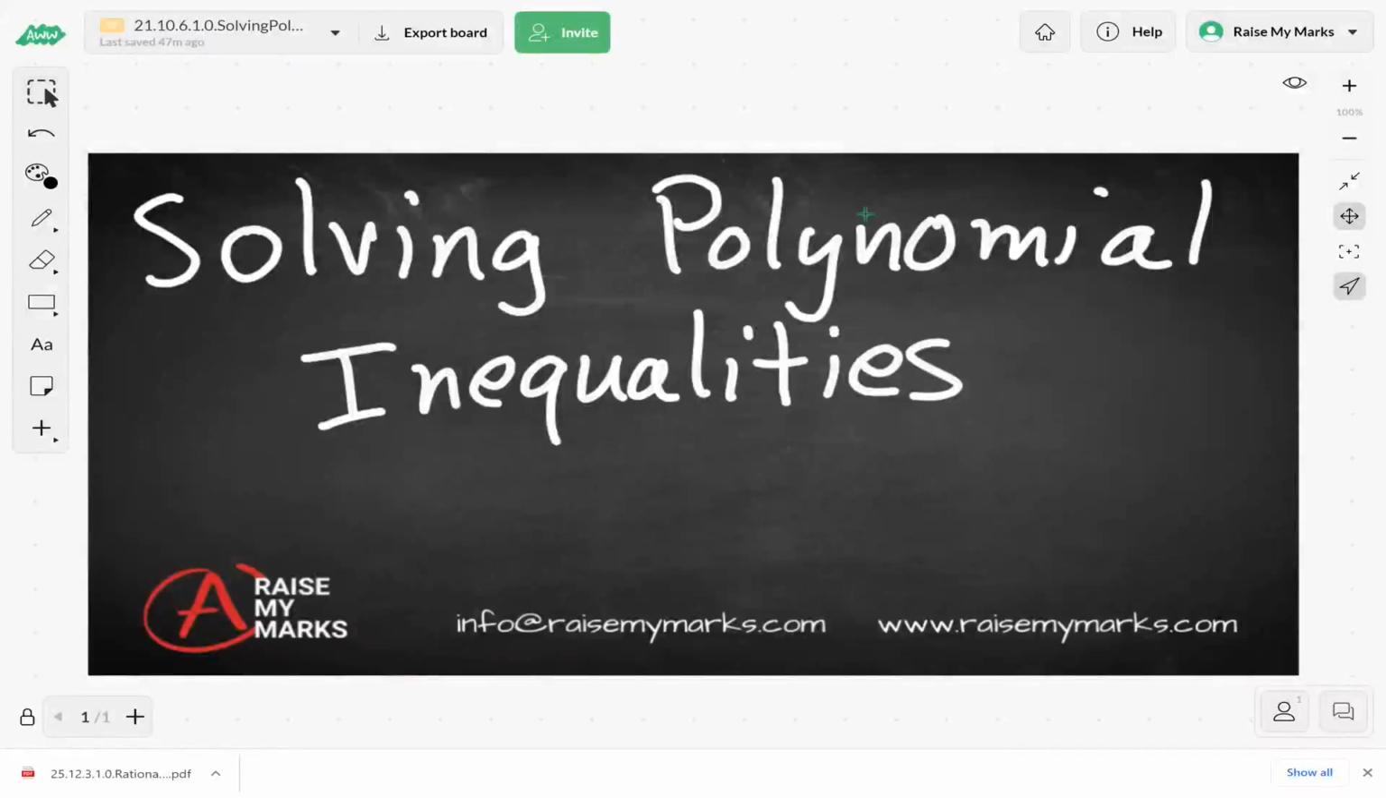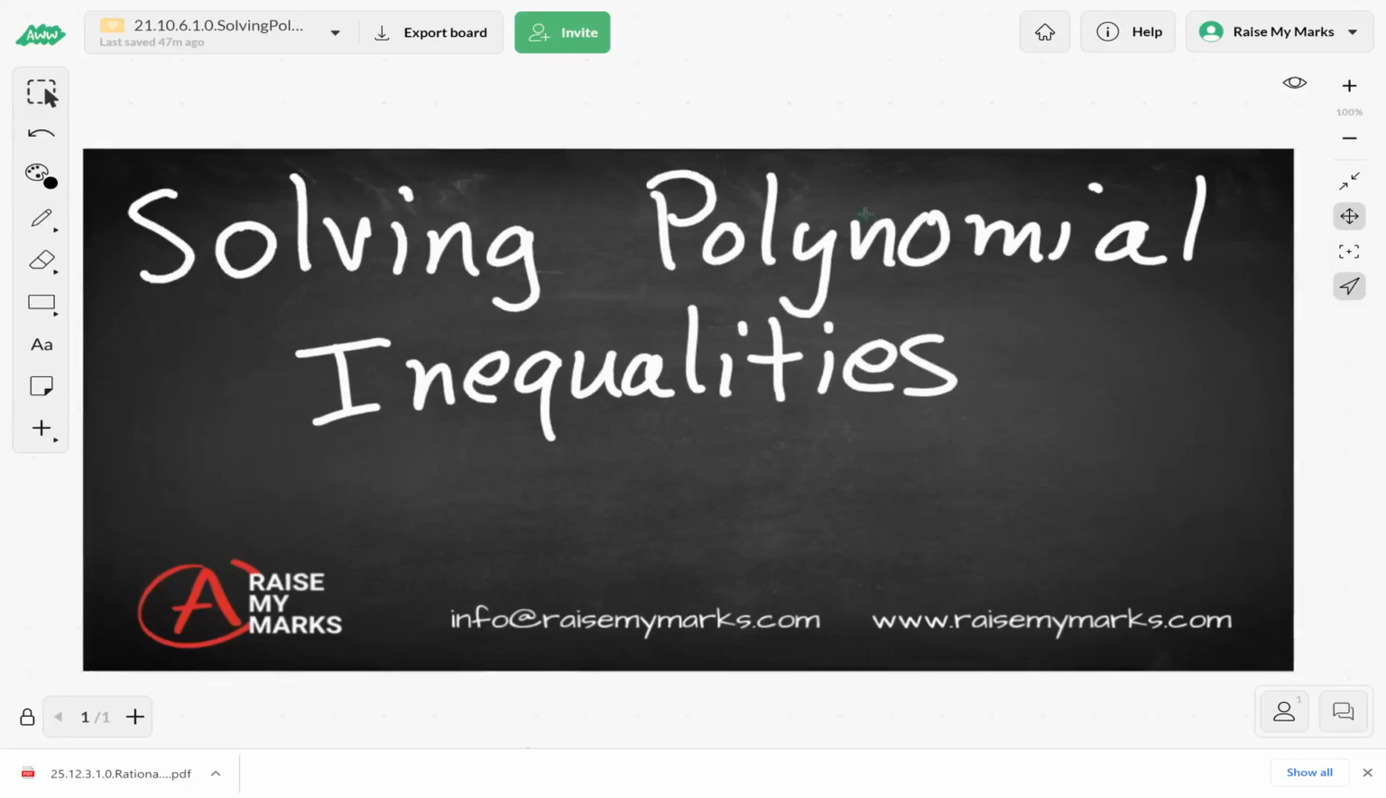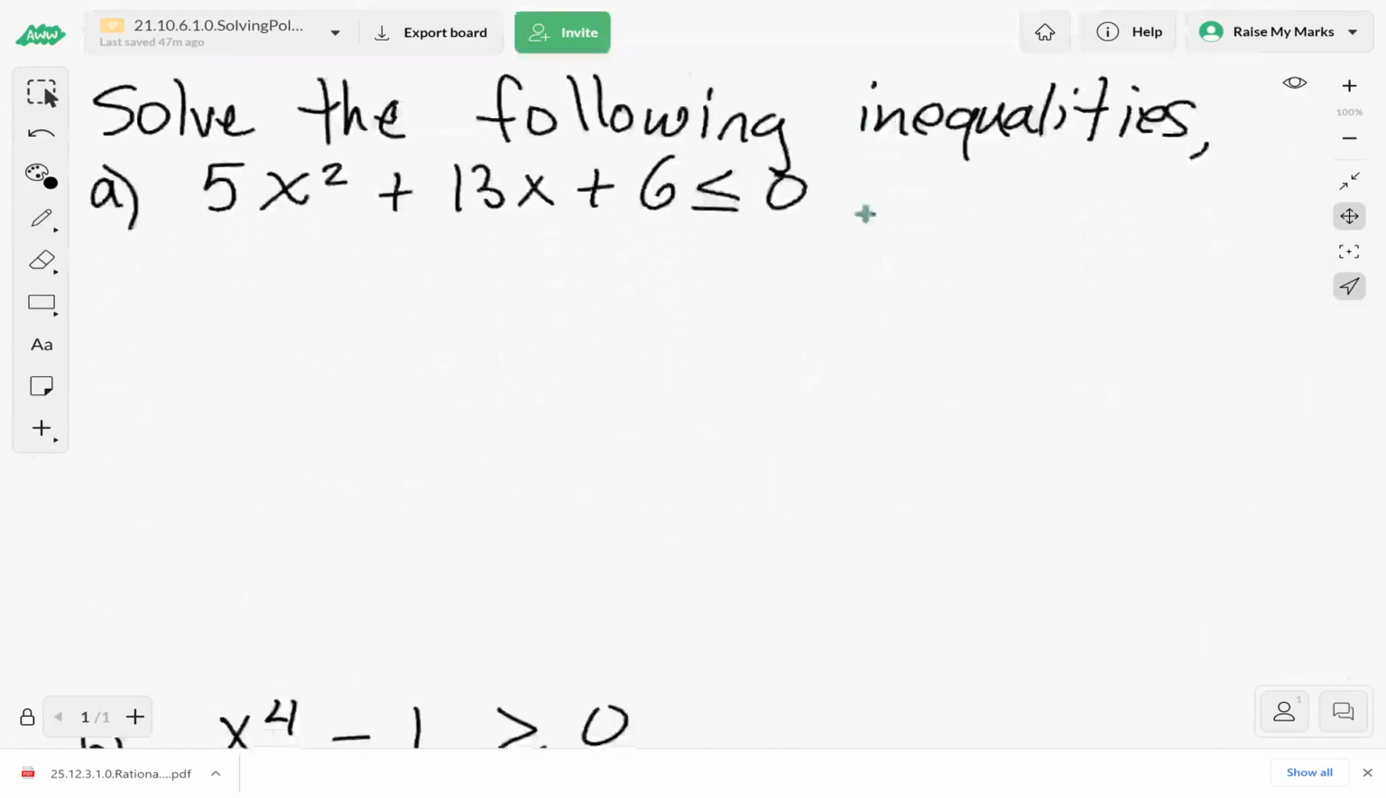Today we're solving polynomial inequalities. What is a polynomial inequality? Let's have a look. All right, so this is a polynomial inequality. We're asked to solve the following inequalities. A polynomial inequality is just that: it's an inequality, but it involves a polynomial.